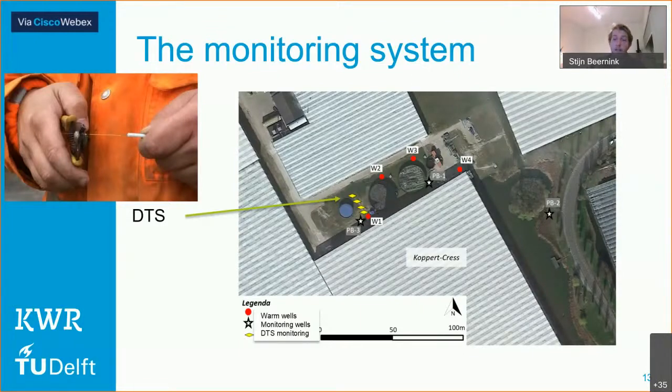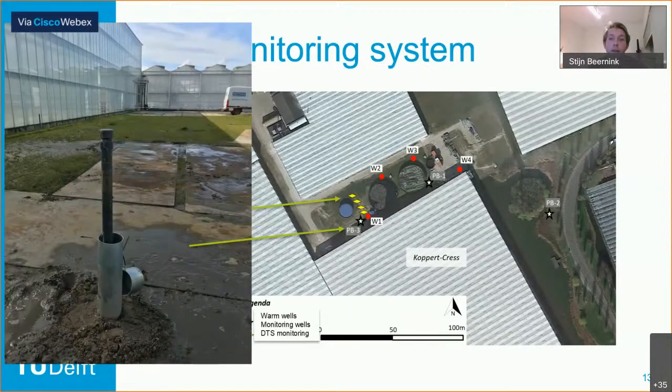So we have this cable in the ground at four locations, and then also we have these three monitoring wells, which you can see with the stars. So we have PB1, PB2, and PB3. PB3 is closest to warm well one. And those are used mainly to take groundwater samples to analyze for changes.